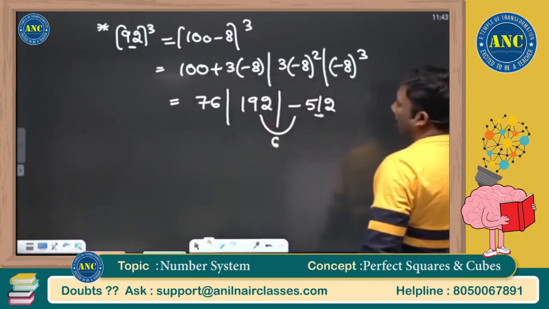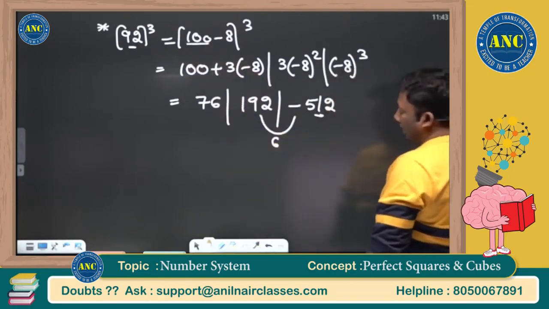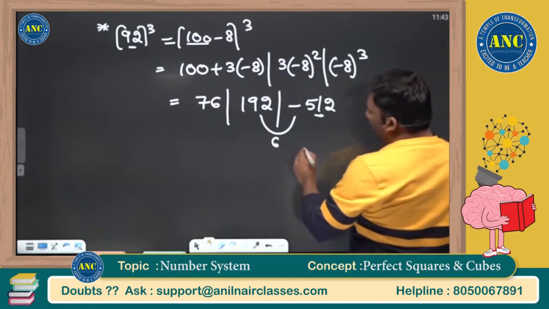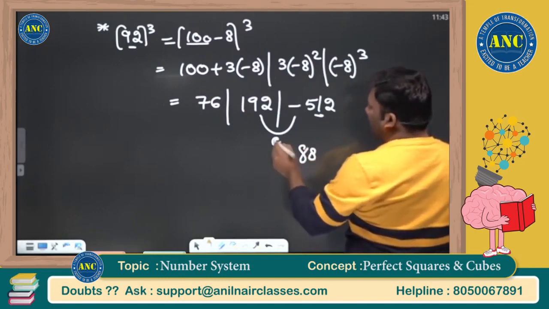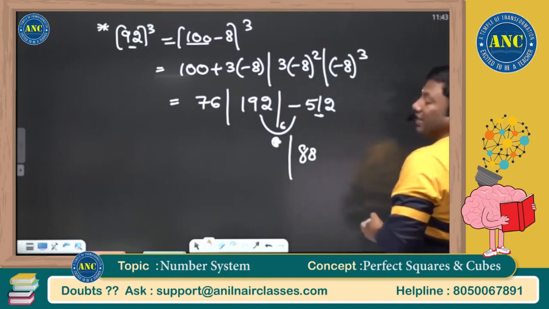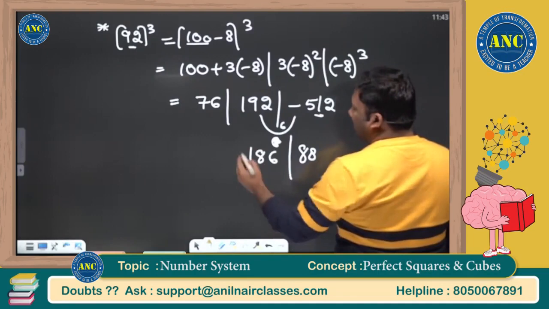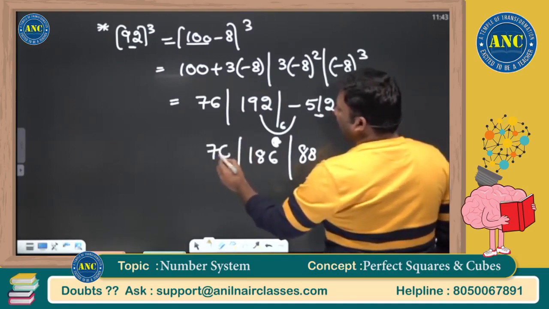6, if I take 6 as the carry, on a base 100 it is 600 minus 512. It is positive. It is nothing but 88. 600 minus 512, 88. 192, 6 carried. Remaining is 186. It is nothing but 76.